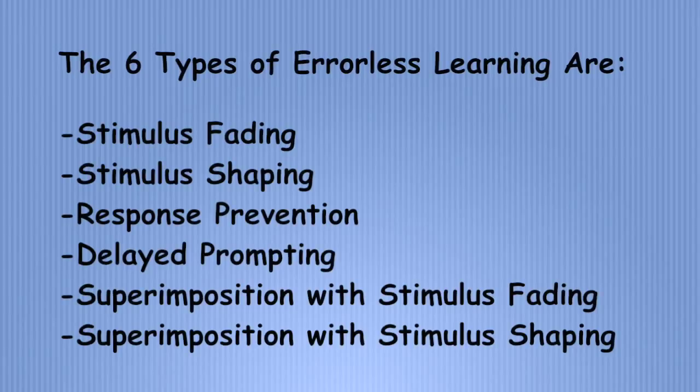To review, the 6 types of errorless learning are stimulus fading, stimulus shaping, response prevention, delayed prompting, superimposition with stimulus fading, and superimposition with stimulus shaping.